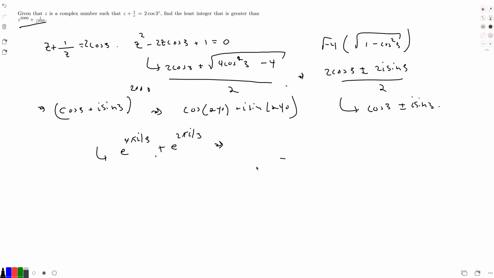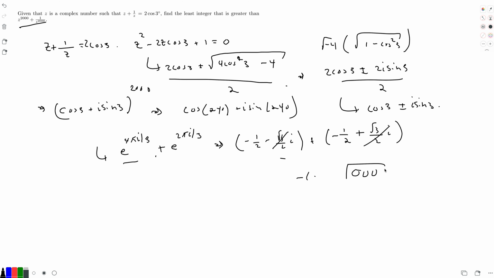And then doing this will give us cosine 240 plus i sine 240, which by trig is negative 1/2 minus root 3 over 2 i. And then this other term is just cosine 120 plus i sine 120, which is equal to negative 1/2 plus root 3 over 2 i. The root 3 over 2 i's cancel, we get negative 1, and the least integer that is greater than this is 0. And we are done.